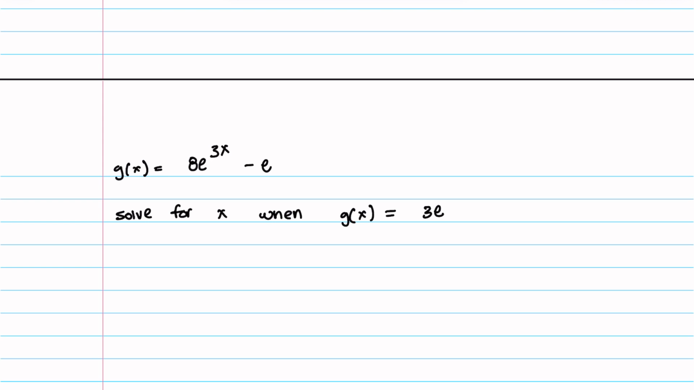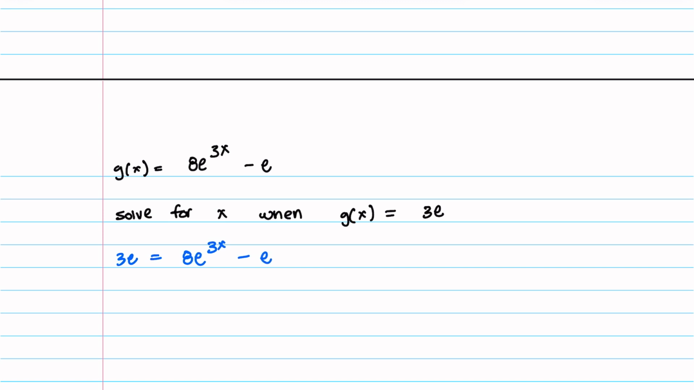In this example, we have a function g of x, which is 8e to the 3x power minus e. Now, we want to solve for x when g of x assumes a value of 3e. And so let's set up our equation. Our equation is going to say 3e is going to be equal to 8e to the 3x power minus e.